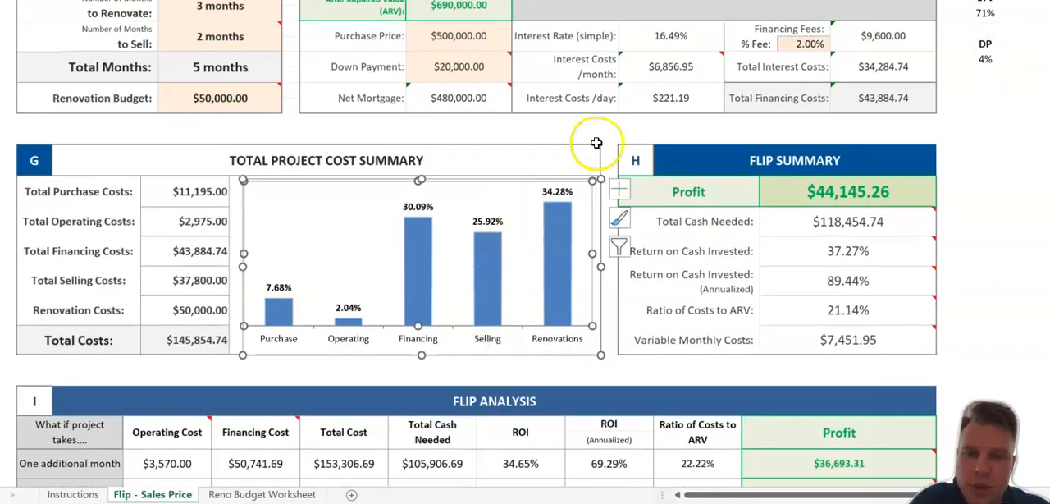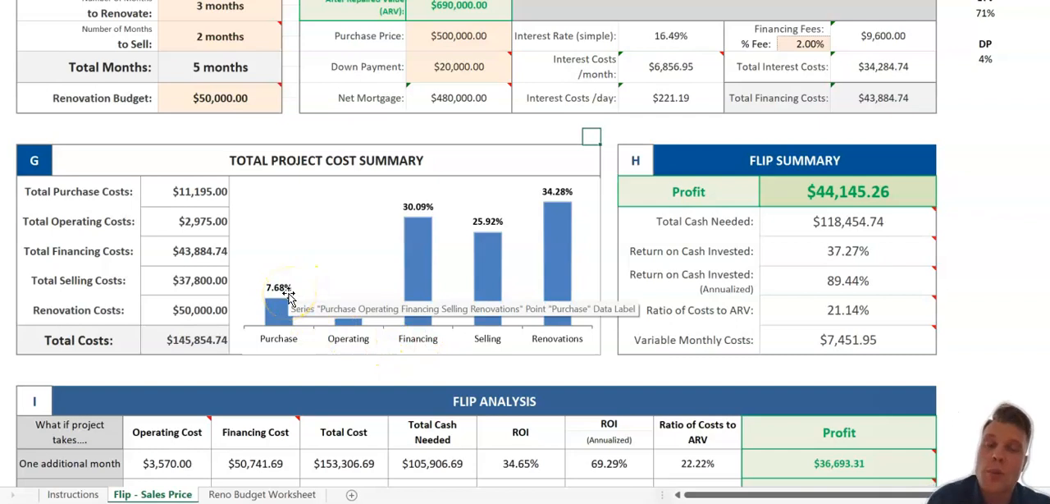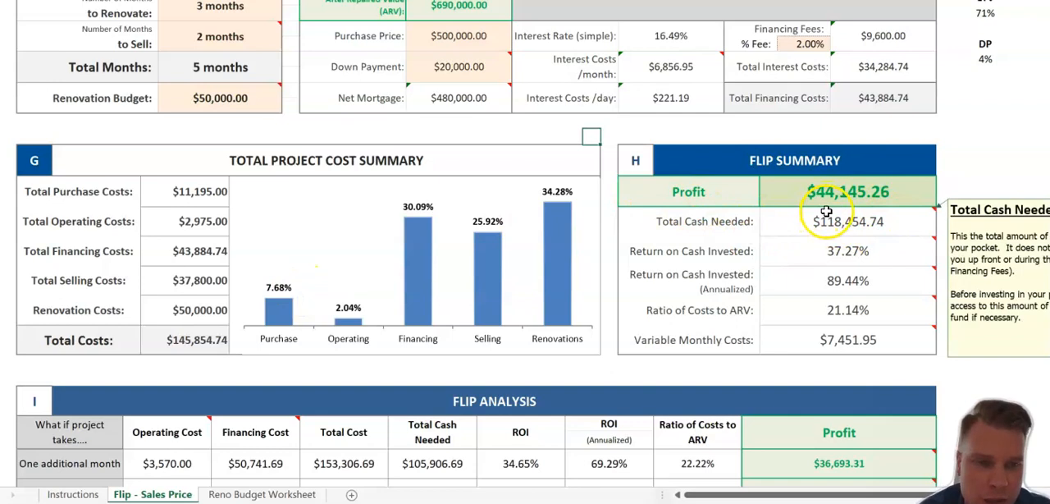Now, what's really cool about this spreadsheet is for all of the capital costs associated with this project, you're able to have a visual representation on where that capital is going. So in this example, 34% is going to renovations, 26% is going to selling, 30% for financing, 2% for operating, and call it 8% for purchasing costs. In this example, the borrower would be making $44,125. The total cash needed for this deal is, call it $119,000.